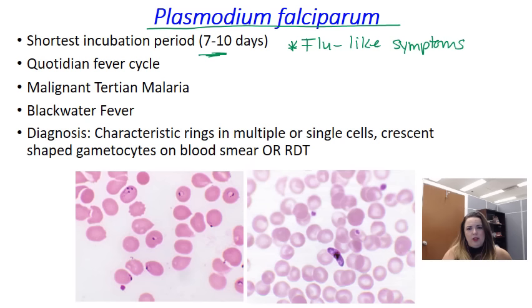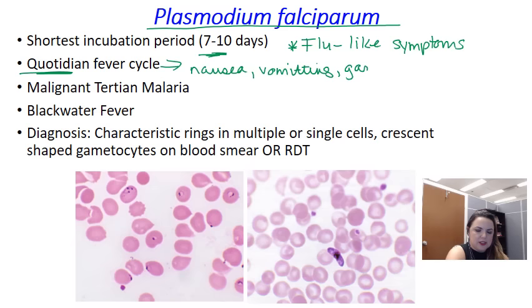What is not pathognomonic, but very clinically relevant as far as understanding P. falciparum, is actually the fever cycle, okay? So P. falciparum exhibits a daily fever cycle, and this is known as a quotidian fever cycle. The fever is going to be accompanied by nausea and vomiting, certainly abdominal cramps, maybe some diarrhea, some real gastrointestinal discomfort. And I think this is something that students often forget about.